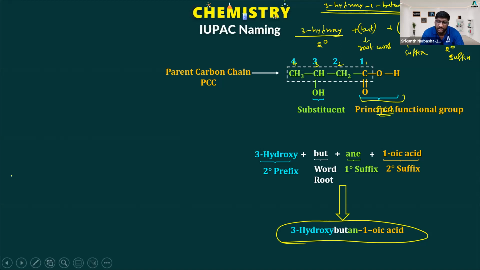We have followed the same logic. Secondary prefix, then primary prefix, then root word, then primary suffix, then secondary suffix. But there was no primary prefix, so we have eliminated it. The remaining four we have mentioned carefully. Is that clear? Yes or no, students? Yes, sir. Very simple examples these are.